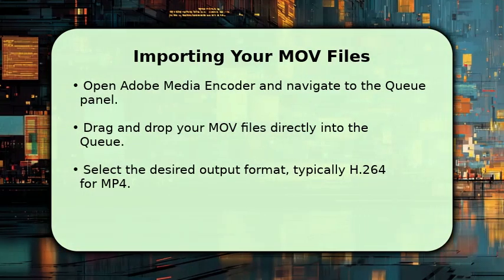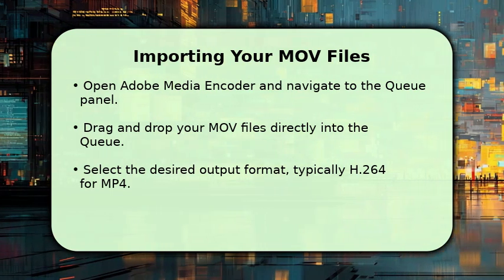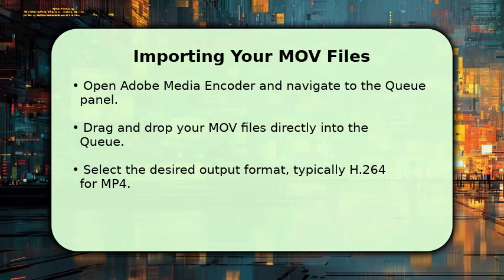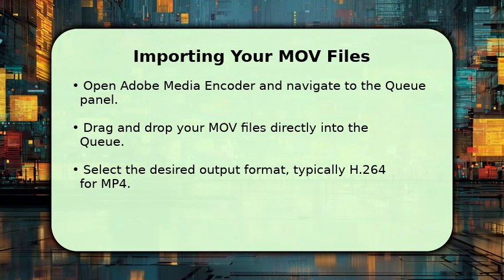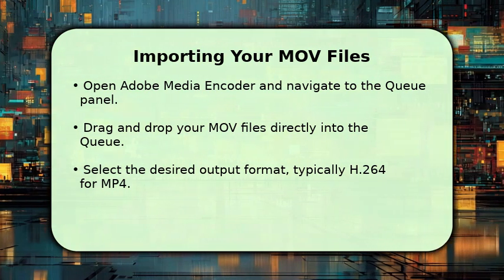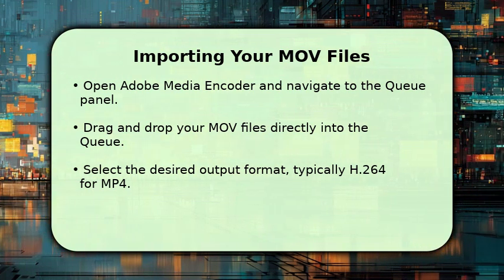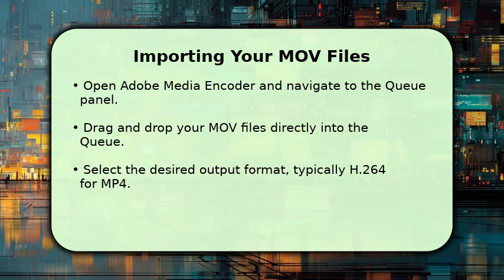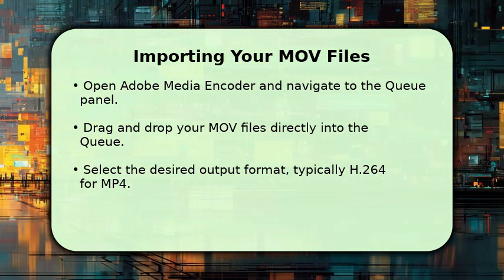To begin, open Adobe Media Encoder and locate the Queue panel. You can easily add your MOV files by dragging and dropping them directly into this panel. Once your files are in the queue, you'll need to select the output format. For MP4, the standard choice is H.264. You can then choose from various presets or customize your settings to match your specific needs, ensuring your video is ready for its next destination.